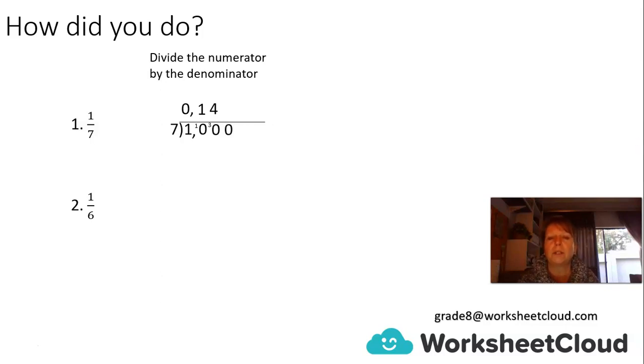So another placeholder, and we're going to put the 2 that's left over there. 7 goes into 20. How many times? Twice. That's right. So another placeholder, and we're now going to put 6 there because 7 times 2 is 14. So 7 goes into 60 8 times, because 7 times 8 is 56.